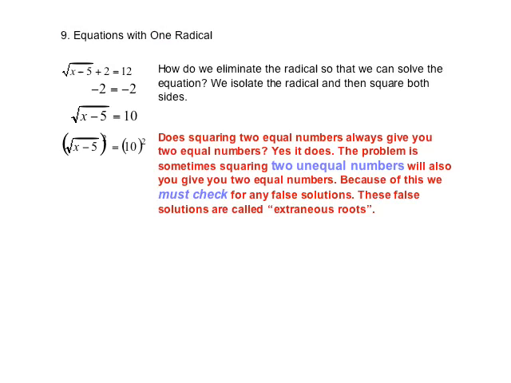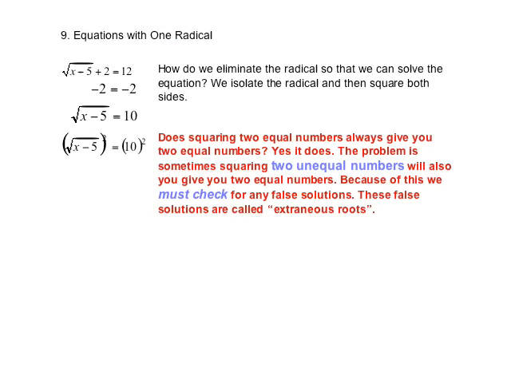Now we'll square both sides to get rid of that radical on the left. But does squaring two equal numbers always give you two equal numbers? This is something to consider. If the square root of x minus 5 equals 10, if you square both sides, will they still be equal after you do that? Yes, it does.